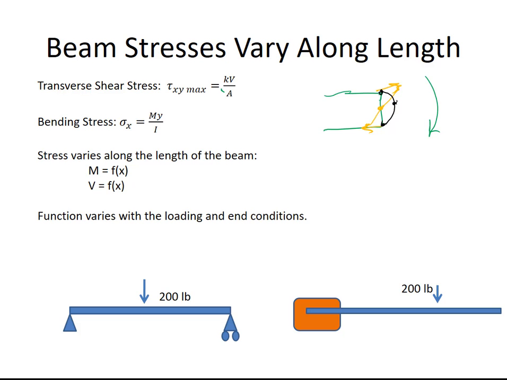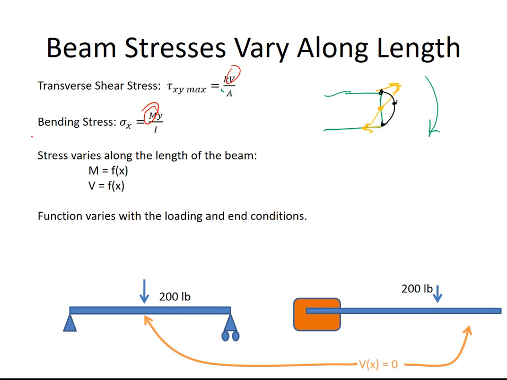So if we look at the stress values that we have, they're functions of moment and shear stress, and those tend to vary along the length of the beam. And so we need to understand that. It varies based on the type of loading and the end conditions. Is it a fixed end? Is it simply supported? Are the two most common assumptions, but we could also have other things in between. So we need to understand those variations in order to be able to solve beams.